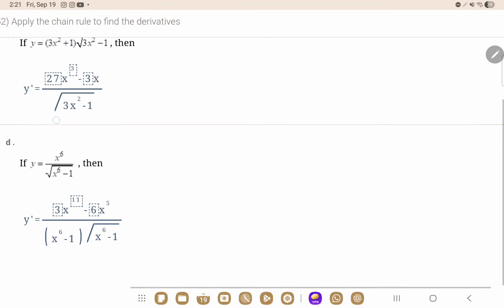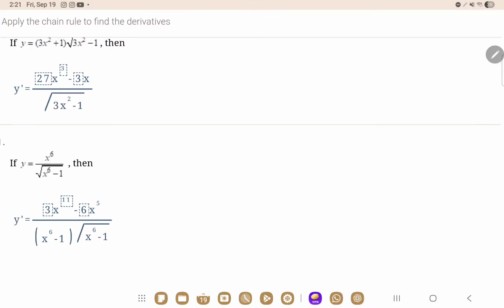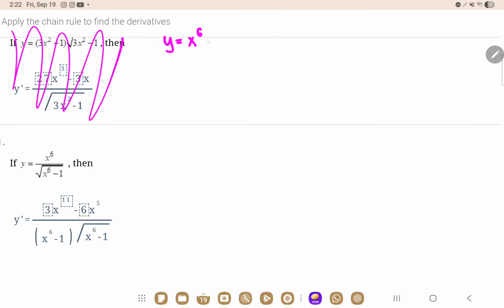Let's actually give it more space so we can solve. Now, for the next part, we want to use the product rule again, but you're going to say, why can't we use the quotient rule? You can, but personally I hate it, so let's not use it. So what we're going to do is y equals x to the power 6, times, I'm going to put times as a dot, x to the power 6 minus 1, all to the power negative half.